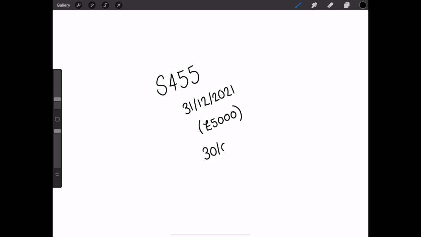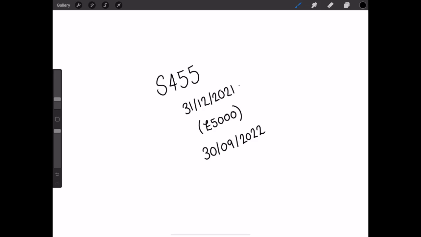But if you still have an overdrawn director's loan, then you have basically up until 9 months after that point. So you've got till the 30th of the 9th, 2022. Technically, you've got 1 day as well, so 1st of the 10th. And then you've basically got to make sure that that loan has been paid. If the loan has been paid at that point, then there's no additional tax charge. There's none of this Section 455 at that point.